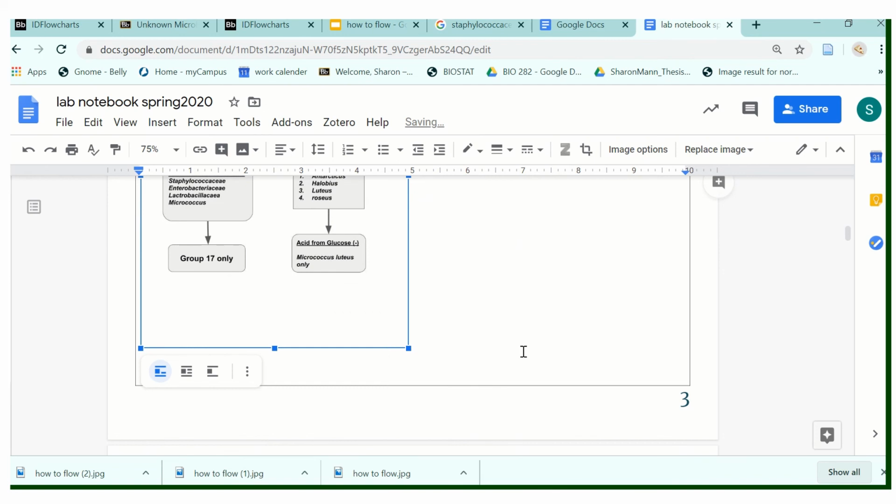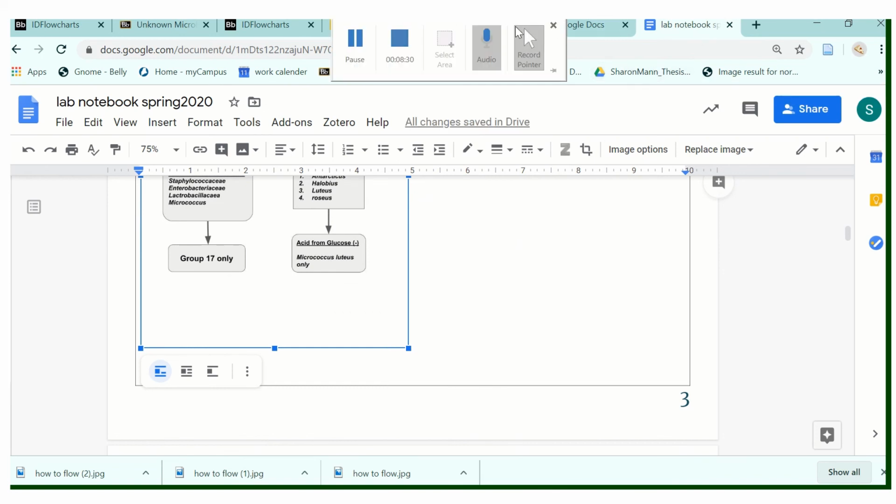Okay, so that's it for how to make a flowchart. Please let me know if you have any problems.